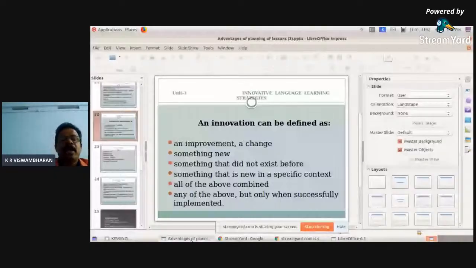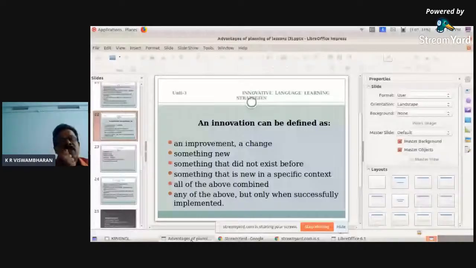What do you mean by an innovation? An innovation can be defined as an improvement, something new, something that did not exist before, something that is new in a specific context, and all of the above combined. Any of the above, but only when successfully implemented.